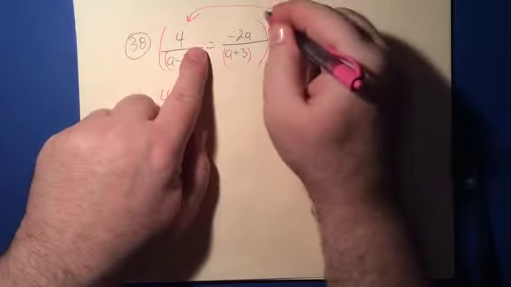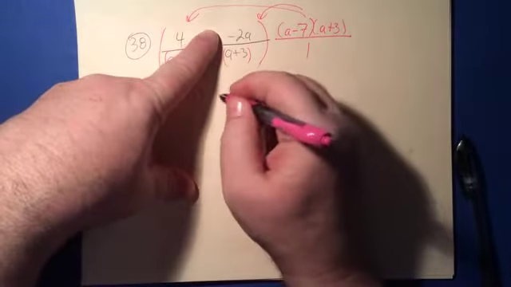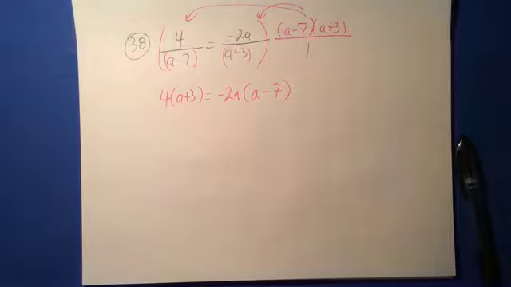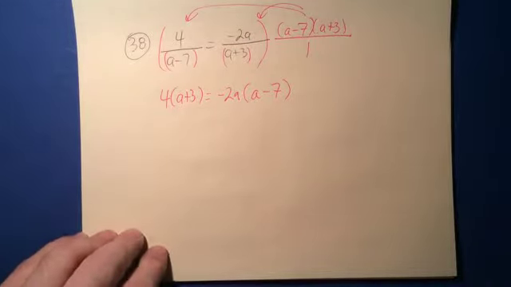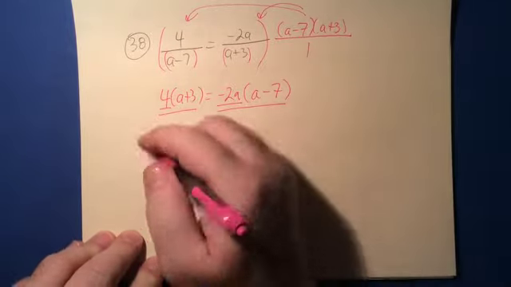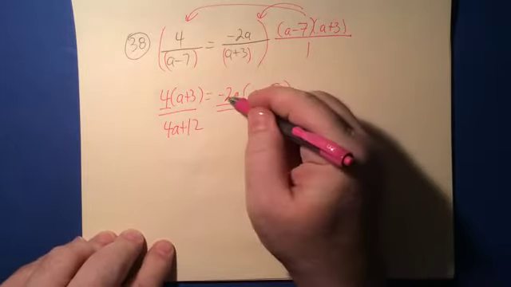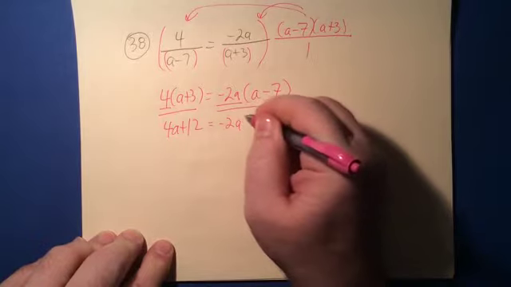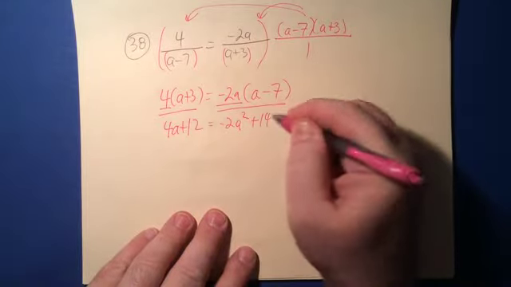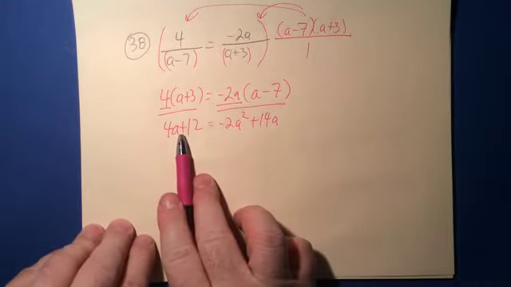When we multiply this through here, the a plus 3 reduces, but the a minus 7 does not. So here we're going to have -2a times a minus 7. And this is where it appears that we're going to get something that's in a quadratic form. So let's distribute 4 through here, -2a through here. This is going to be 4a plus 12. This is going to be -2a squared plus 14a.